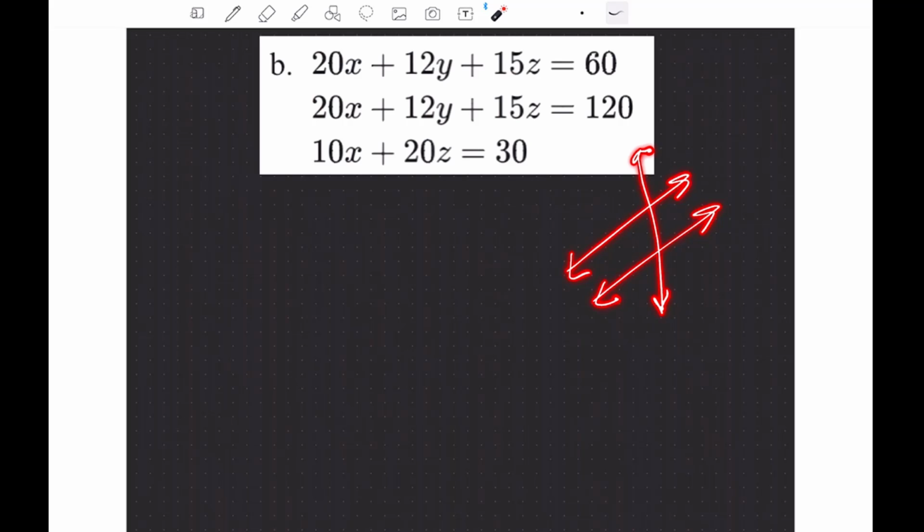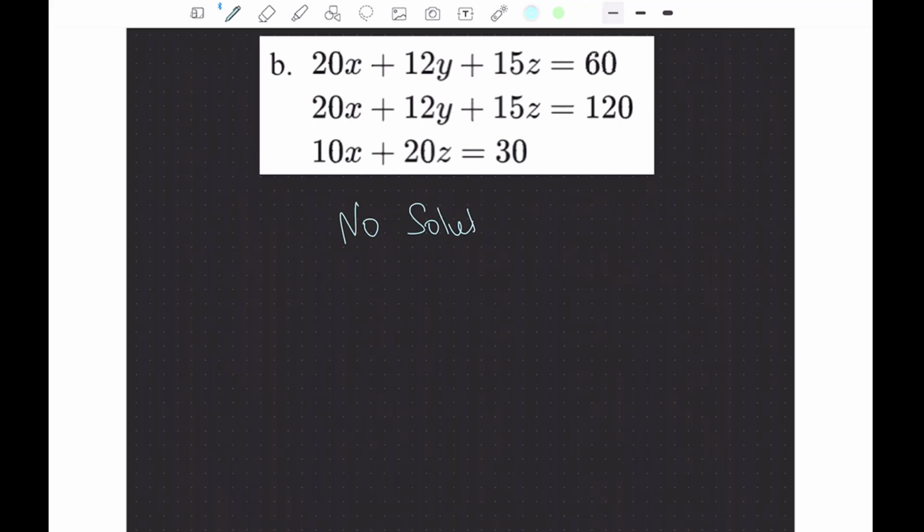But do they intersect at one point? Not all of them intersect at that one point because of those 2 being parallel. So guess what this one's called? Starts with an N. No solution. Because in order for there to be a solution, all 3 of them have to intersect at the same point.